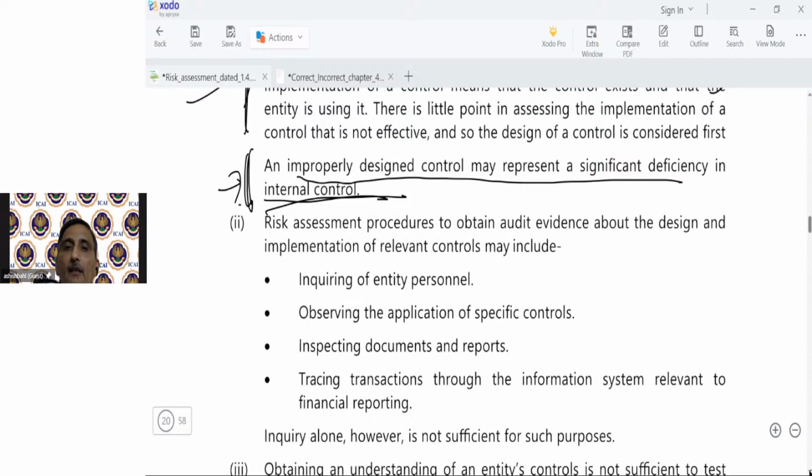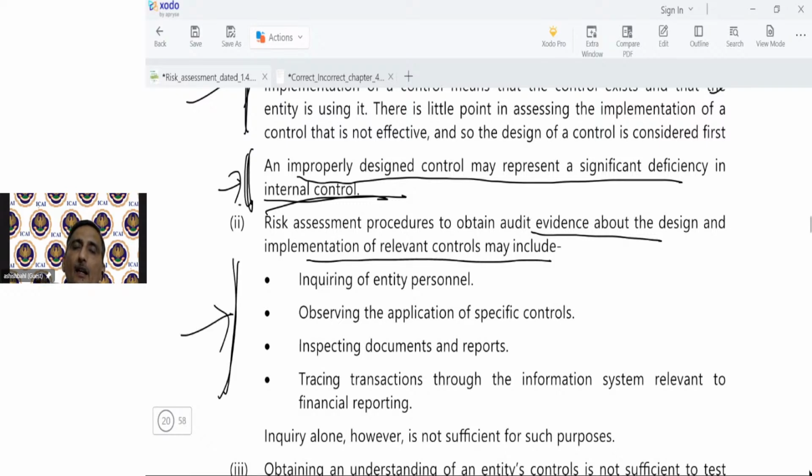And you have understood, guys. So risk assessment procedures to obtain audit evidence about design and implementation of internal control, this we have already done in our previous lecture. What do risk assessment procedures include? Inquiry, inspection, observation, inspecting the documents, and performing analytical procedures. Okay.